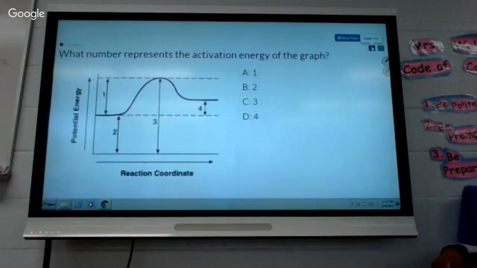Alright, what number represents the activation energy on the graph? Which of those numbers represents the activation energy on the graph? A, B, C, D. Which one of those?